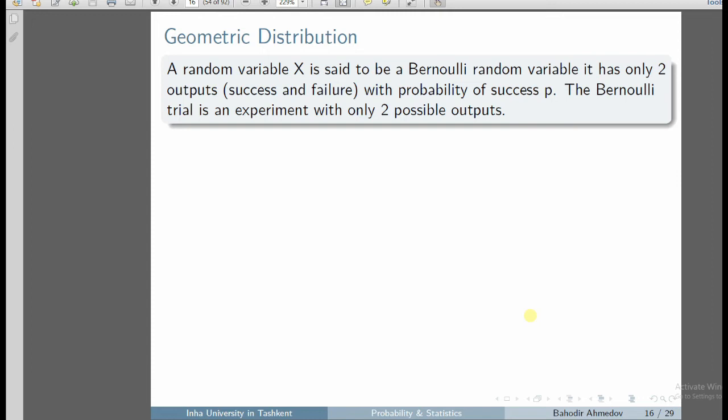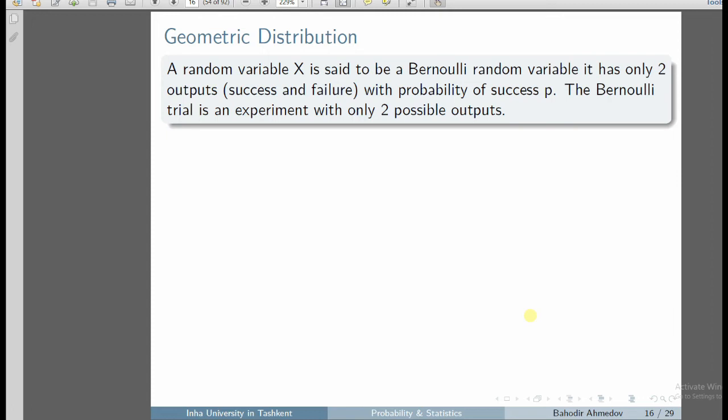Do you understand what this is? So now what we're interested in is the number of attempts we take. How many attempts do we need in order to get the first success? How many penalties do I need to shoot in order to get the first goal? How many times do I need to toss the coin in order to get the first head? How many times do you need to take probability and statistics in order to not fail this course, for example? So this is called the geometric distribution.